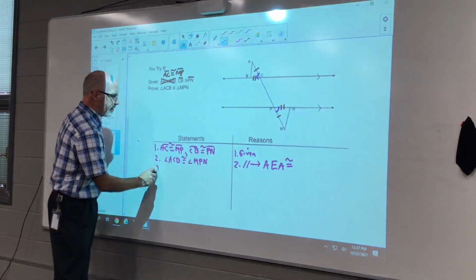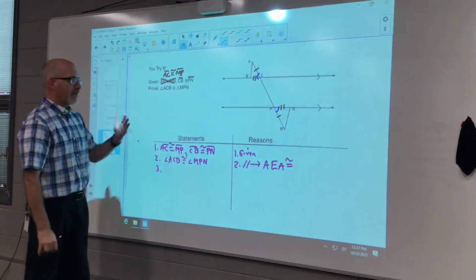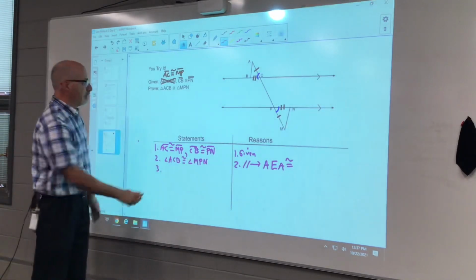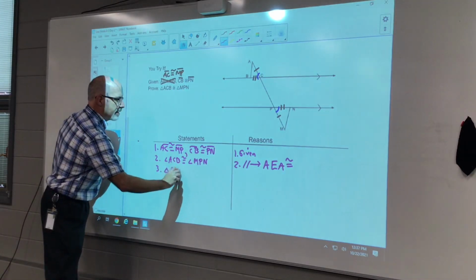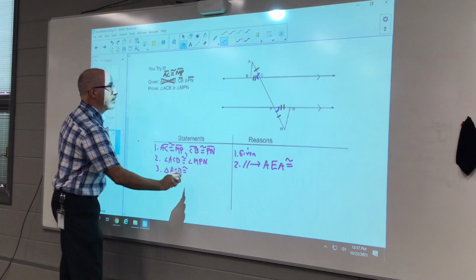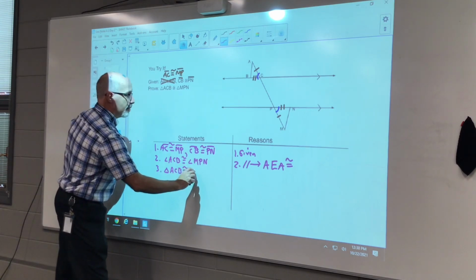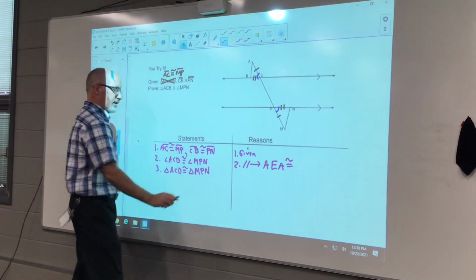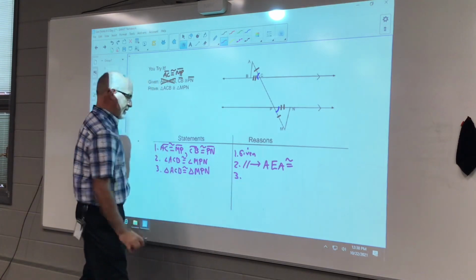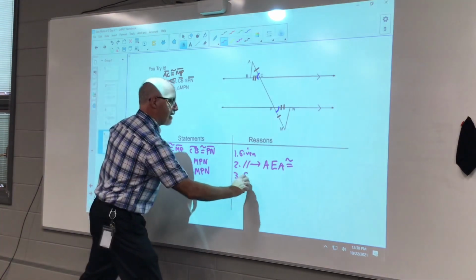And the third step, now that we've got side, angle, side, we can state that the triangles are congruent. Triangle ACB is congruent to triangle MPN. That's by side, angle, side.